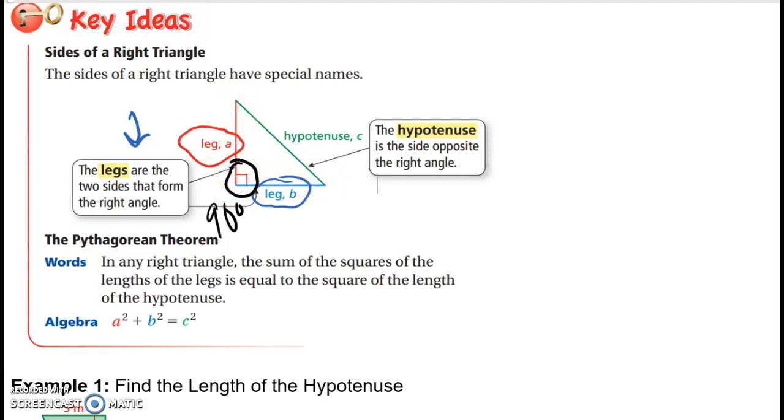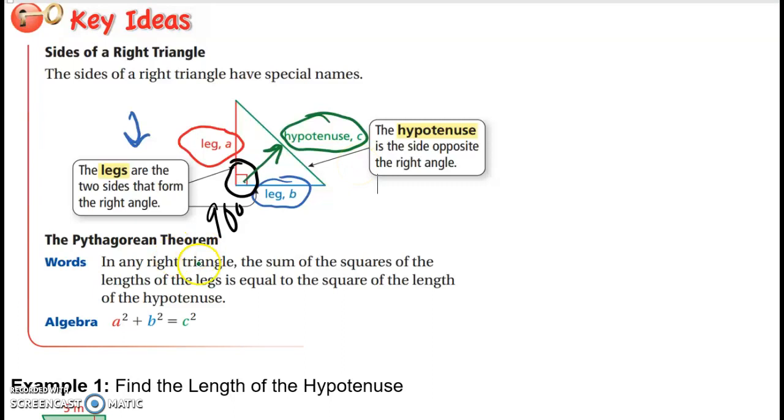The last side that we have of a triangle is our hypotenuse, which we represent by the letter C. When we say a hypotenuse, this is the side opposite of our right angle. So you can see our hypotenuse never touches our right angle, only our legs do.